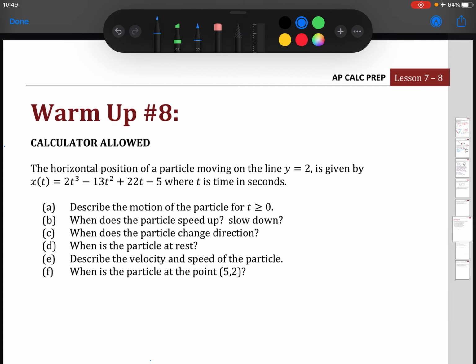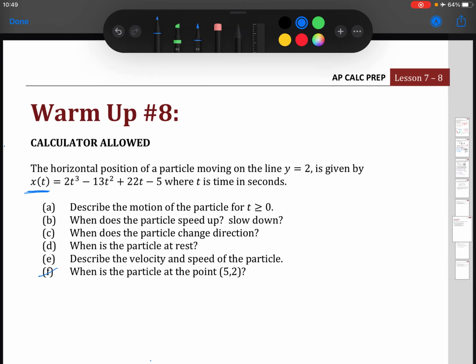The warm-up says the horizontal position of a particle moving on the line y equals 2 is given by x of t equals 2t cubed minus 13t squared plus 22t minus 5, where t is time in seconds. So again, we are given a position equation and we want to find the rest of these things. I want to cross out F, we're not doing that.